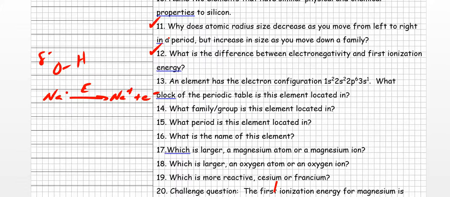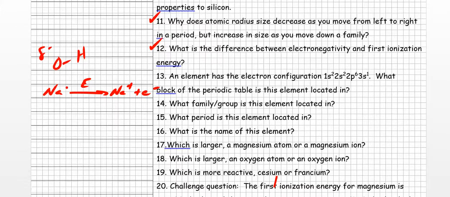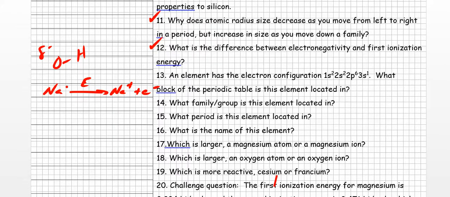Let's look at number 13. An element has this electron configuration: 1s2, 2s2, 2p6, 3s1. What block of the periodic table is this element located in? Remember that we're going to be looking at the very last electron, which is this one right here. Now we're being asked what block it's in, and there are only 4 blocks: S, P, D, and F. Clearly, this is the S block. So the answer is S block.